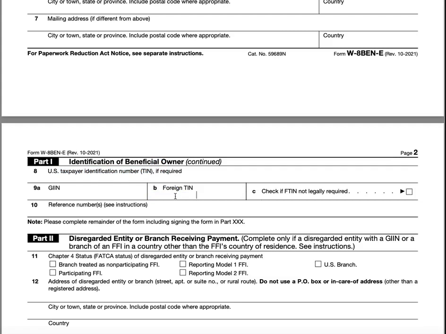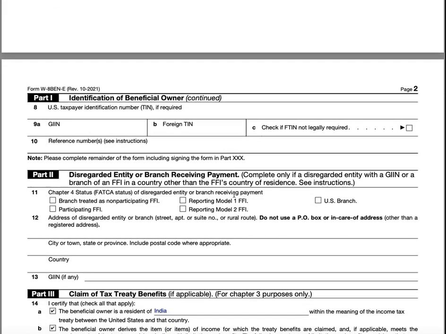Imagine you are in India. When you register a private limited company, you would get a TIN number. That is a tax identification number. You would put that number here. So this is very important. You need to fill this, and that's that part.